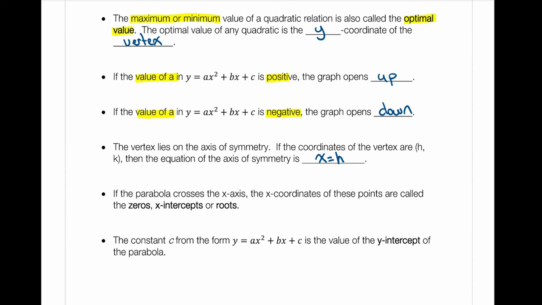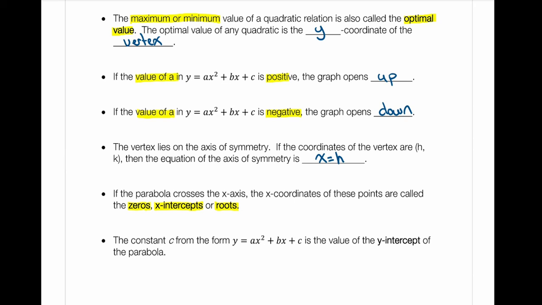If the parabola crosses the x-axis, the x-coordinates of these points are called the zeros, the x-intercepts, or the roots. So we've seen x-intercepts before, we should be familiar with that term, but now we're adding in zeros and roots as another term for x-intercepts.